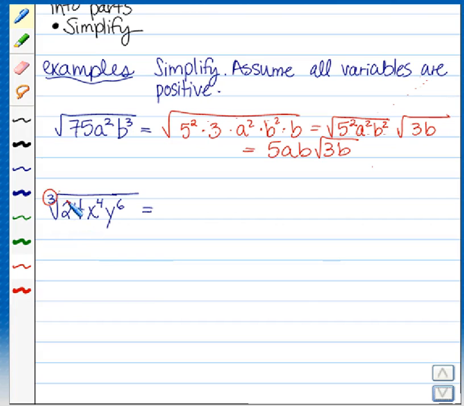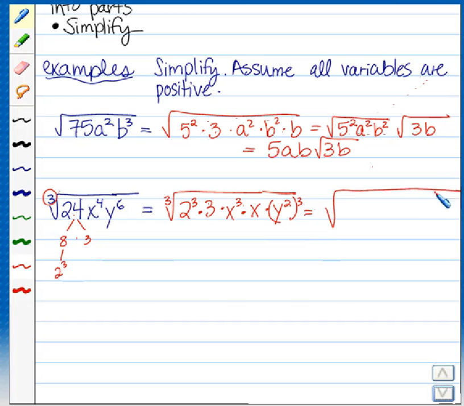Now this one is a cubed root. So we're going to simplify by changing everything or factoring everything into perfect cubes. So 24 I know is 8 times 3, and I know that 8 is 2 cubed. So I've got 2 cubed times 3 times x to the fourth is x cubed times x, and y to the sixth is just y squared cubed. Okay? Now what I want to do is split this into 2 cubed roots.